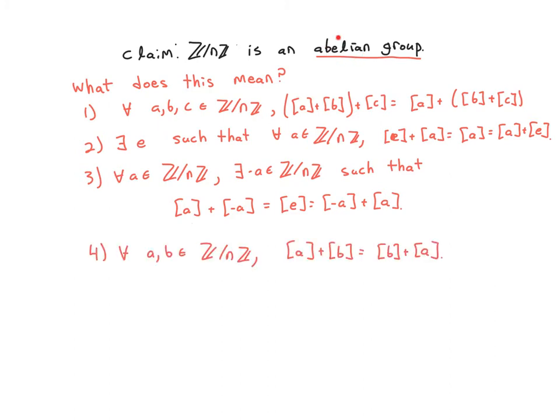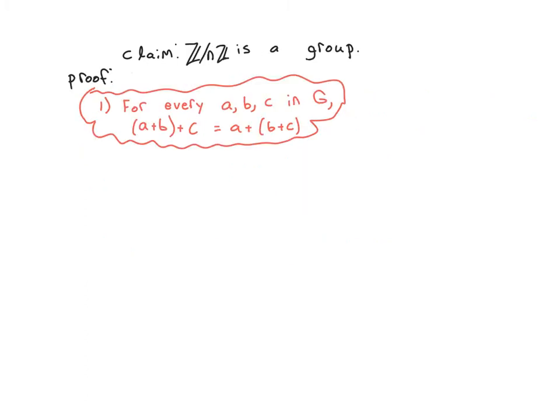Finally, if I'm going to claim it's an abelian group, I have to show the commutative property. For any pair of elements, A plus B is equal to B plus A. Note, since equivalence classes correspond to equivalence classes of integers, we'll see in the proof that oftentimes I'll look at integers instead of elements. Technically, this was inappropriate. These should all have square brackets. So now let's do the proof.